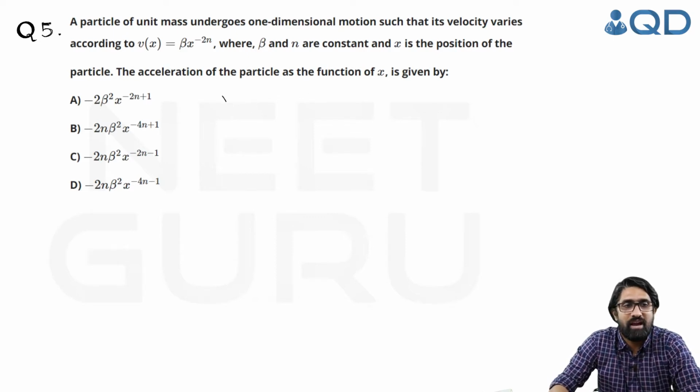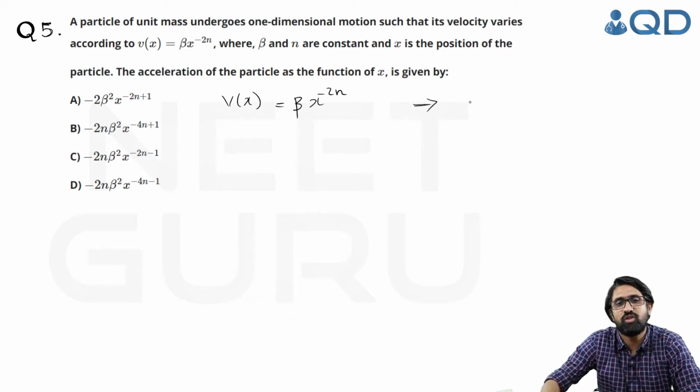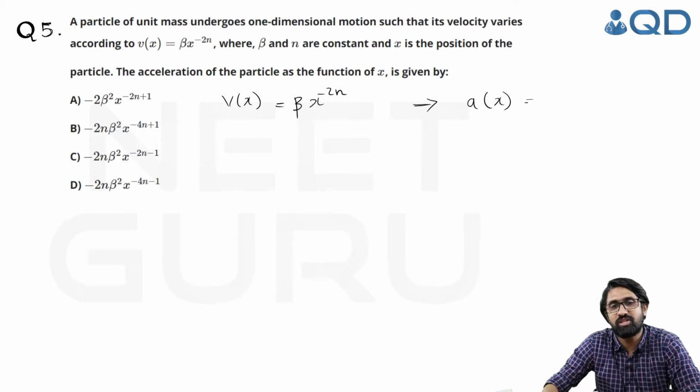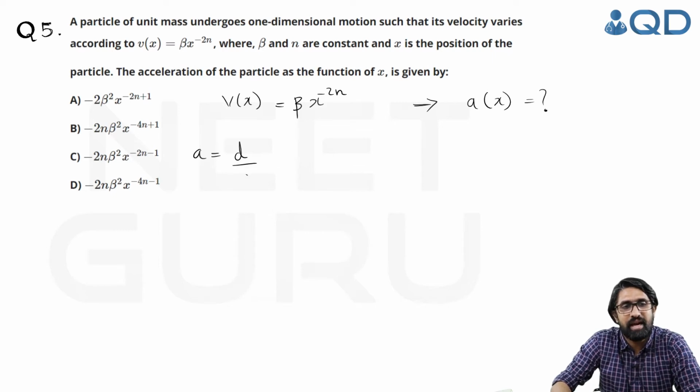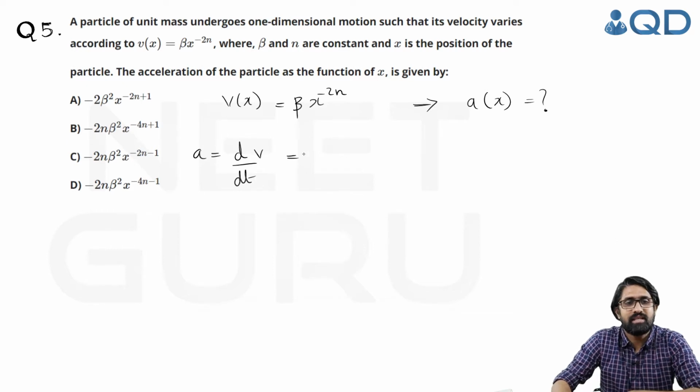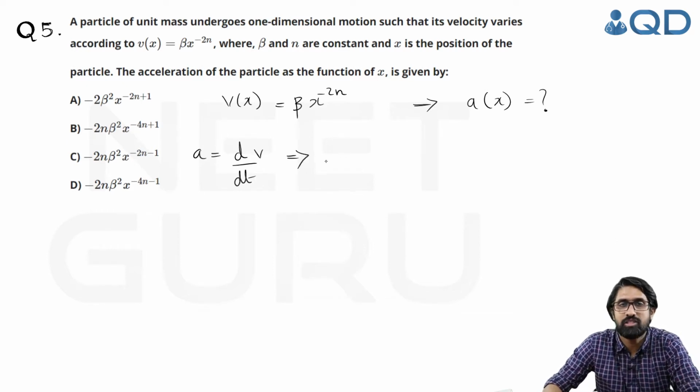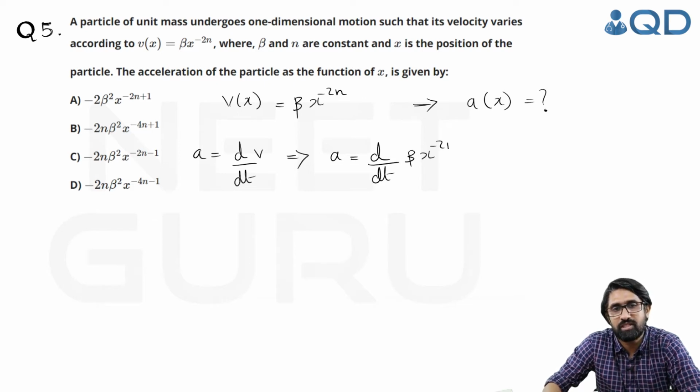In the question, we have v of x, velocity as a function of position, and that is given as beta x raised to minus 2n. And based on that, we should get to a of x, acceleration as a function of position. Now, we know that acceleration a is d by dt of v. Acceleration is the first order derivative of velocity with respect to time. And that gives us a is equal to d by dt of v, which is v of x, and that is equal to beta x raised to minus 2n. So we have beta x raised to minus 2n here.